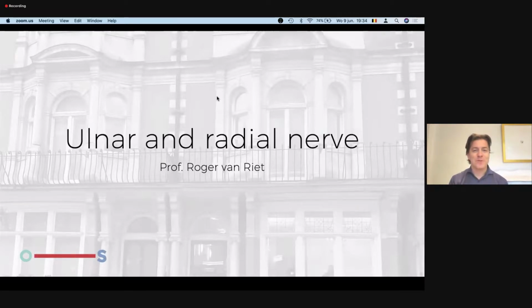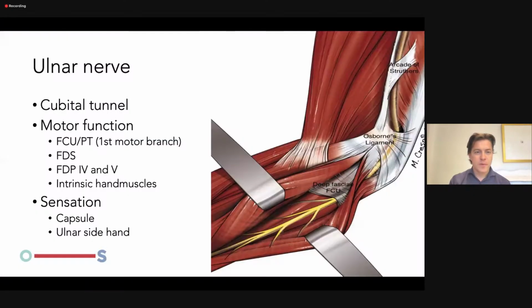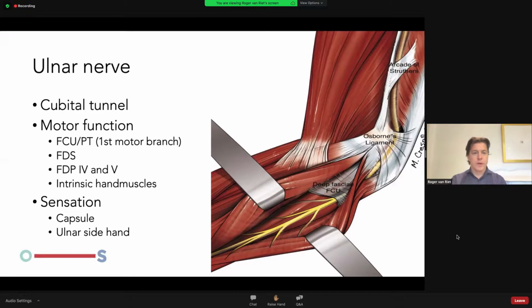I was asked to talk about ulnar and radial nerve problems at the elbow, and hopefully I can shed some light on this problem. The ulnar nerve is the one that's mostly involved in the elbow, and as you all know, the ulnar nerve runs through the cubital tunnel, made by an osmosis ligament and a bone.